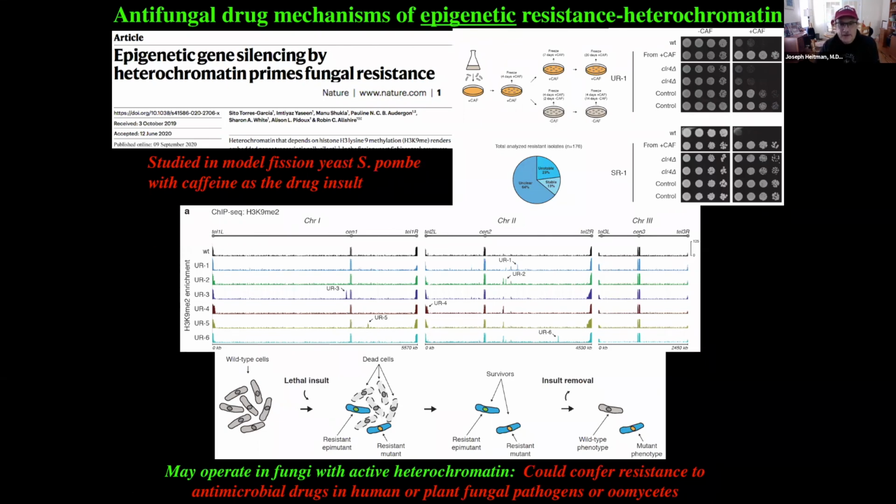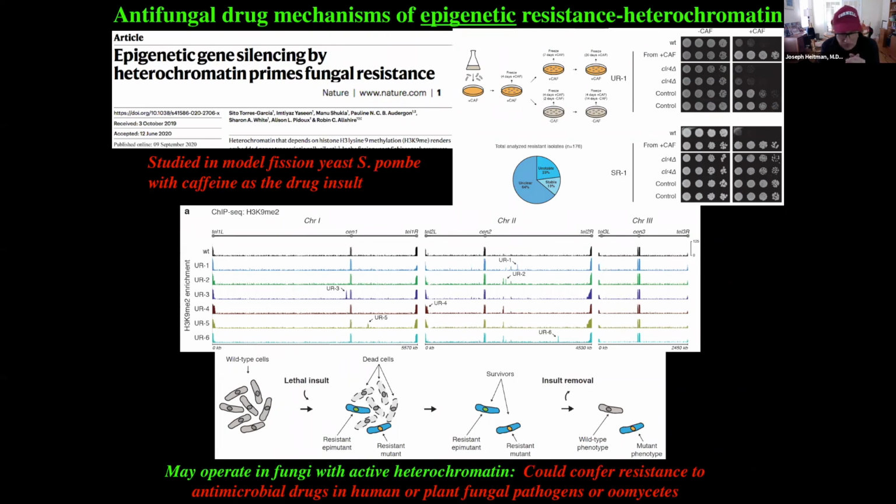When they did ChIP in the genome for the location of H3K9 dimethyl, you light up the centromeres of the 3 chromosomes as you expect, but in each of these unstable resistant isolates, another region of the genome lights up as having been turned into heterochromatin. And in this case, there's 4 or 5 genes that are covered by the heterochromatic peak, and one of those genes has already been implicated in caffeine resistance.